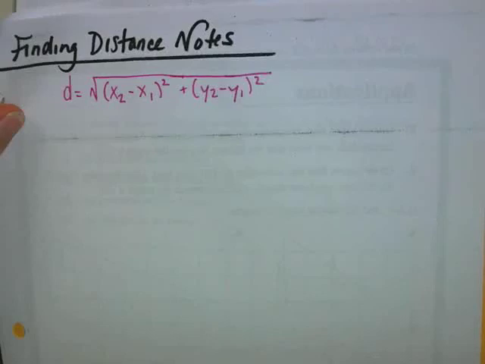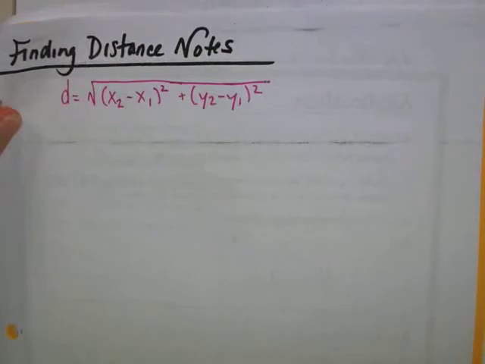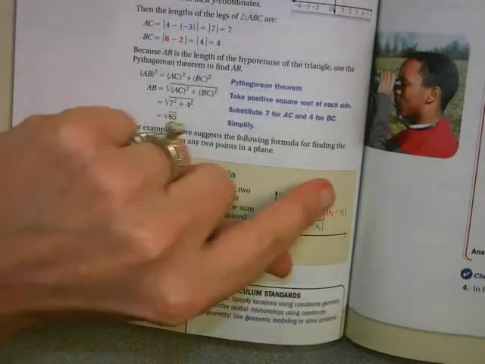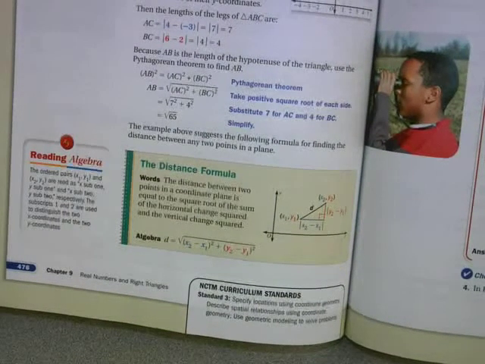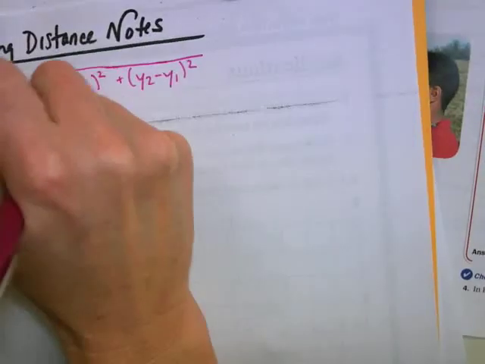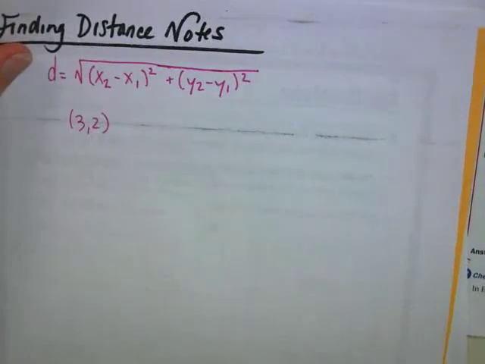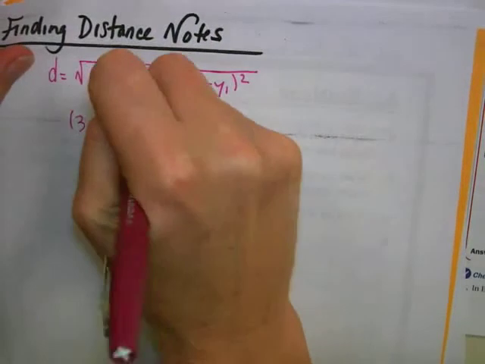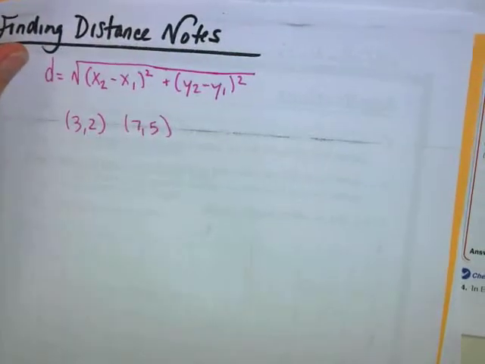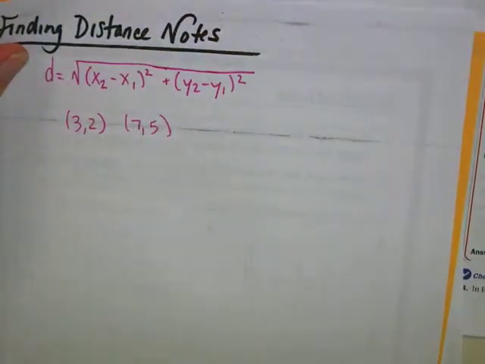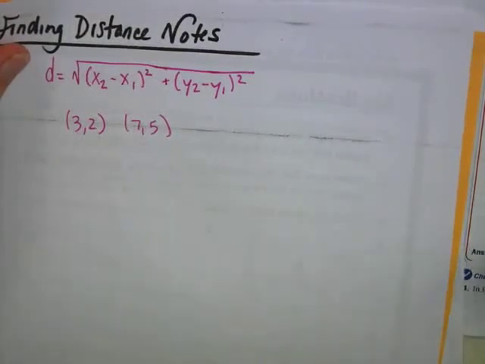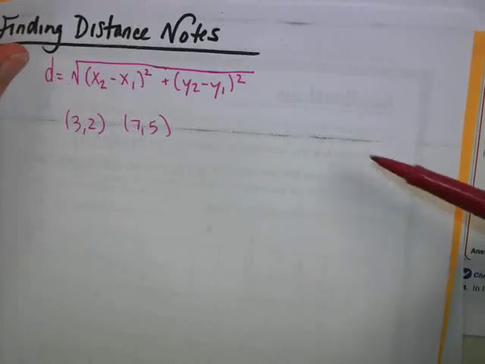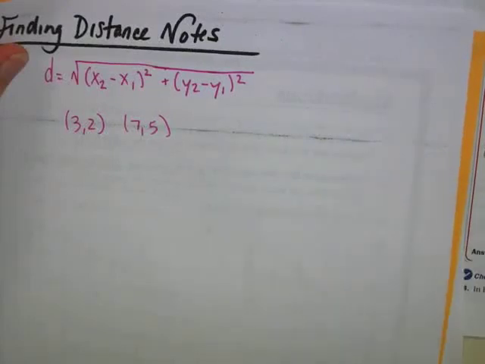So what you're going to be given is coordinates of 2 points, these 2 points right here. And they're going to say, find the distance of those 2 points. So let's say, for example, your 2 points are 3, 2 on the coordinate plane, and 7, 5. Let's say they're 3, 2, and 7, 5. And I say, what is the distance from 3, 2 to 7, 5? So think of on a coordinate plane where 3, 2 is in quadrant 1 on the top right, and 7, 5 is up even higher.